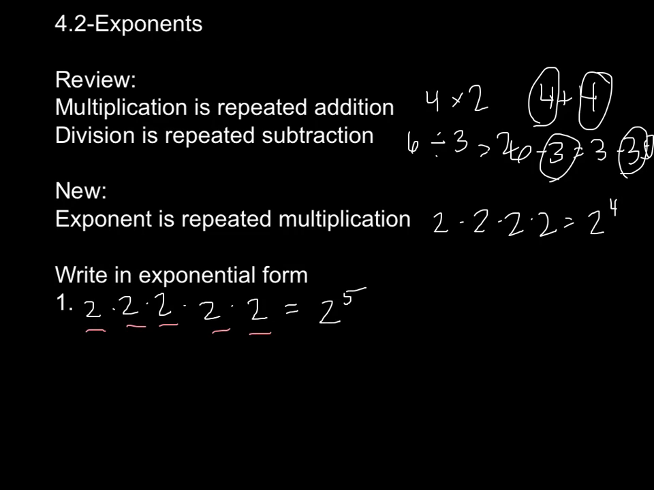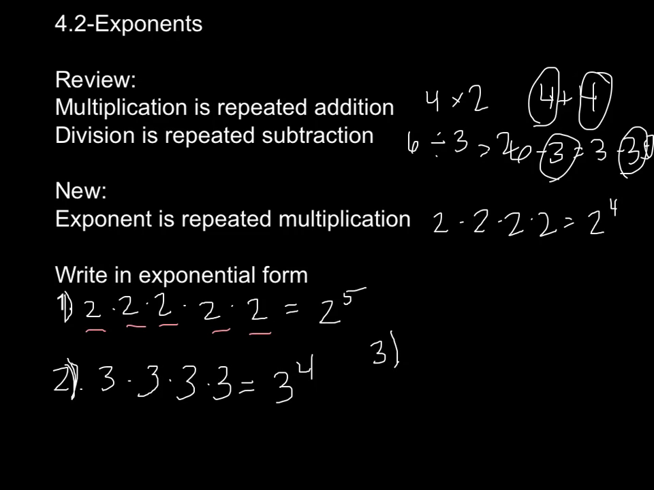Okay, so let's try another one. Let's try 3 times 3 times 3 times 3. So again, we just keep 3 as my number. How many 3's do I have? 1, 2, 3, 4. So this one will be 3 to the 4th power.